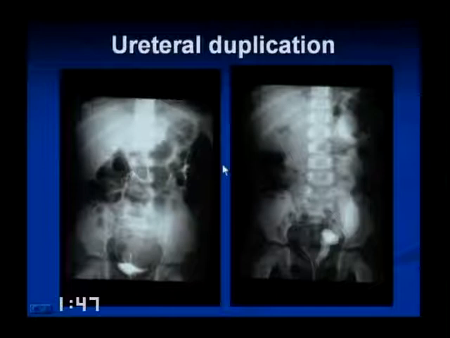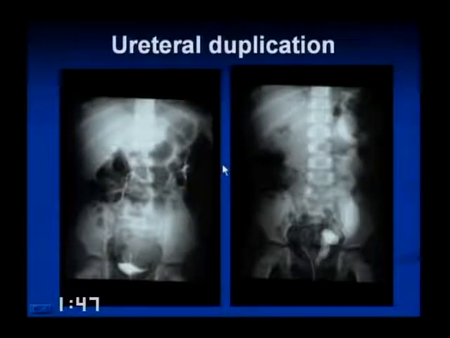If you look at the image on your right, you can see the upper pole system, and it's markedly dilated, and the ureter is very tortuous and dilated as well. So the two ureters are doing a dance or a fandango, and if you put the two images together, you can understand how the complete duplication on the left side fits together.